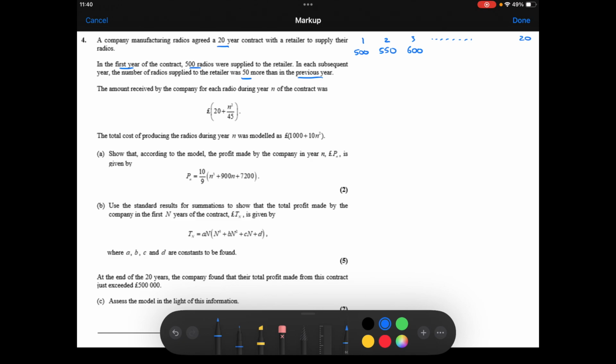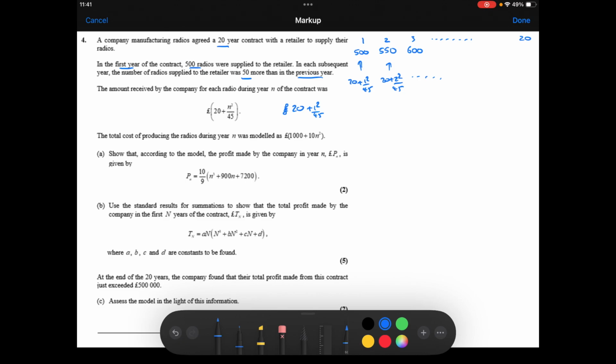The amount received by the company for each radio during year N of the contract was (20 plus N squared) over £45. Okay, so that would mean that in the first year they would receive (20 plus 1 squared) over £45. So they'd receive that for each of these radios. In the second year they would receive (20 plus 2 squared) over £45 for each of the radios, and so on.